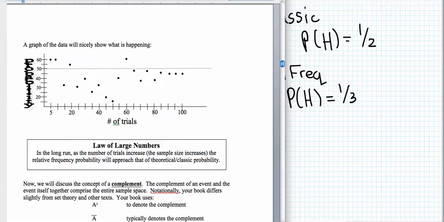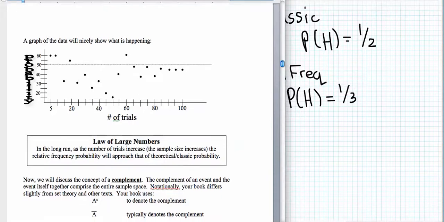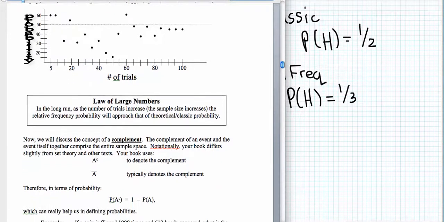So now we're going to move away from the law of large numbers here, and we're going to start seeing some of the things that we were talking about in our set theory. The first thing that we're going to talk about is our complement, the thing that I had discussed prior.